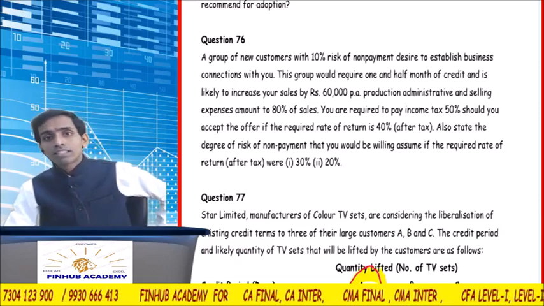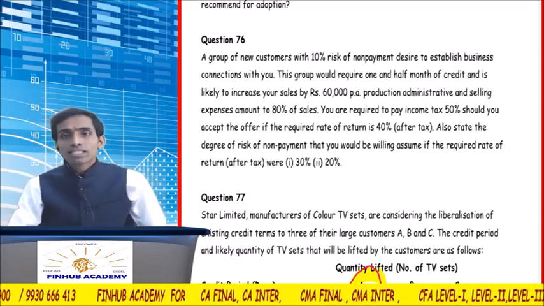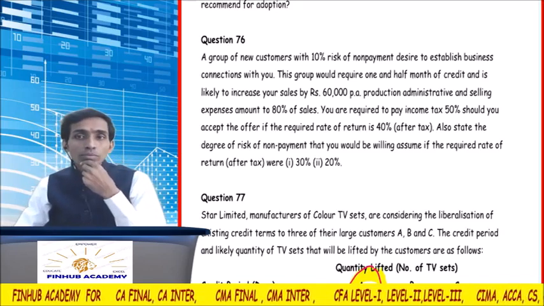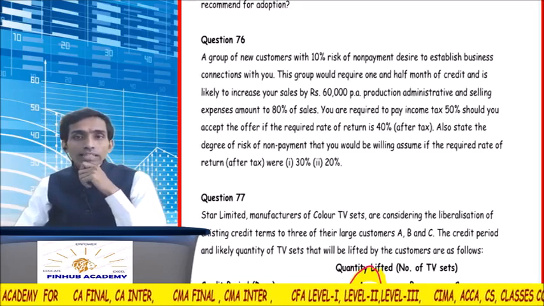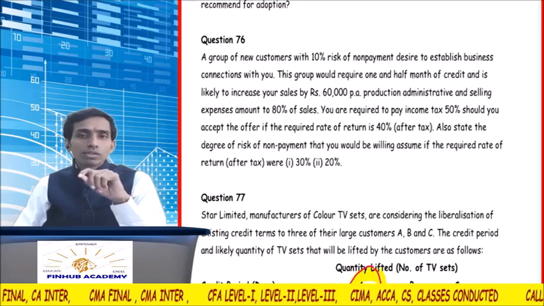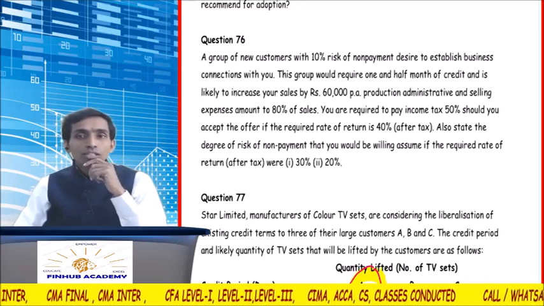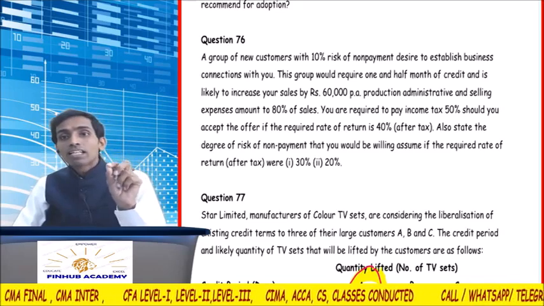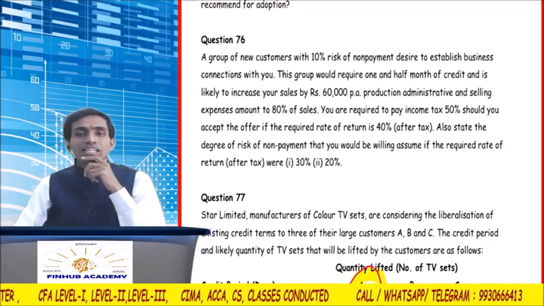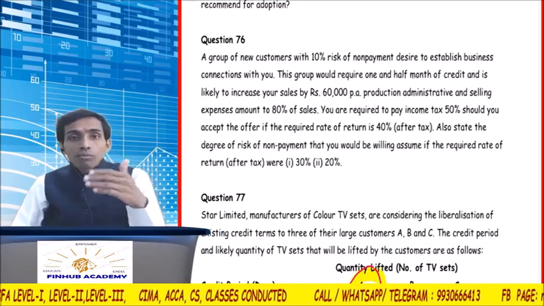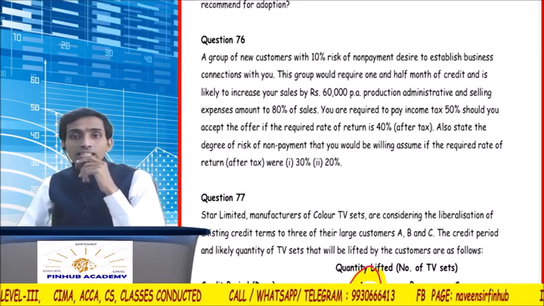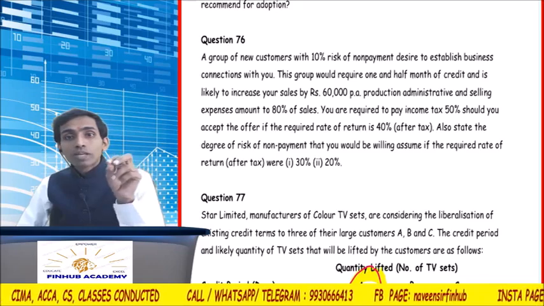Every sum is different. Variety. A group of new customers with 10% risk of non-payment, meaning 10% bad debts, desire to establish business connections with you. They want to have a deal with you. This group would require 1.5 months of credit and is likely to increase your sales by 60,000 per annum. So how much is the incremental sales? 60,000 per annum. Correct.